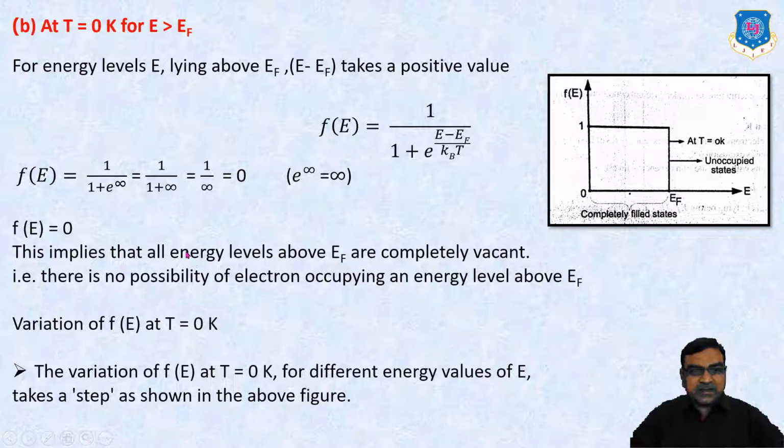This implies that all energy levels above EF are completely vacant. So there is no possibility of an electron occupying an energy level above EF. So above EF there is no occupied energy level, only below EF. So this is the verification of f(E) at T equal to 0 Kelvin. The variation of f(E) at T equal to 0 Kelvin for different energy values of E takes a step shape as shown in the above figure.